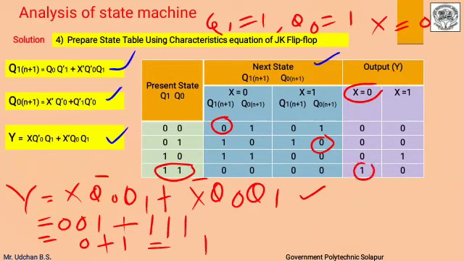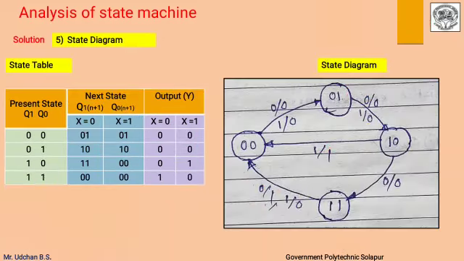In the same way you can find the output values for the remaining cases and for X equal to 1. So in this way we can complete this state diagram. So using this state table we can draw this state diagram.